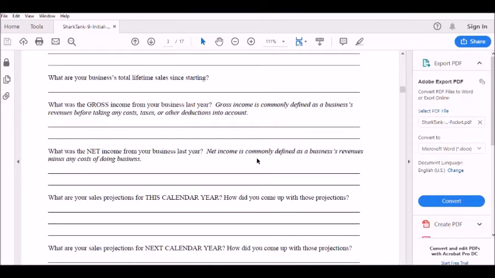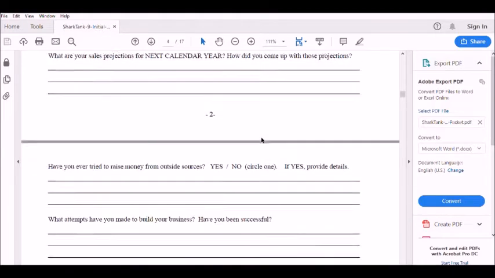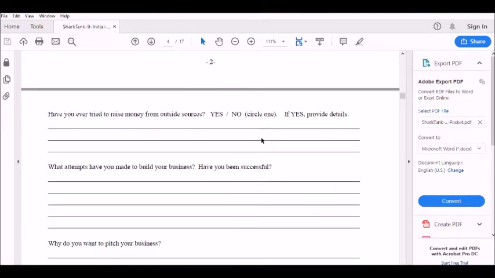They move on to gross income and net income. And they talk about what other attempts they've asked about here to raise money from other sources. Where'd you go? How'd it go? What went wrong? Why do you think they turned you down? Don't leave this blank because they're going to find out about it.